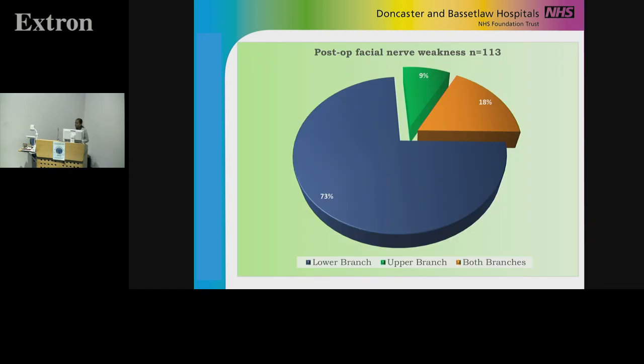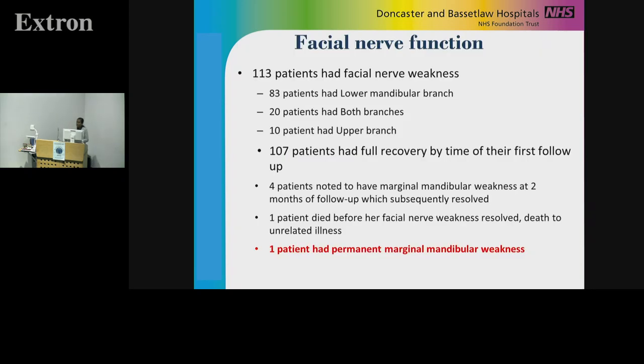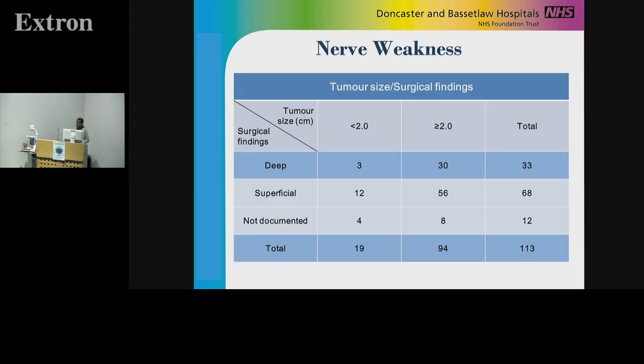Postoperatively, facial nerve function was recorded in all patients, and any weakness noted, whether it involved the upper, lower, or both divisions. As you can see, the majority of our patients with the facial weakness had involvement of only the lower division, that is the marginal mandibular. And of the 113 patients, nearly 107 patients recovered completely by the time of their first follow-up. Only one patient had a residual facial weakness, that too involving only the marginal mandibular division.